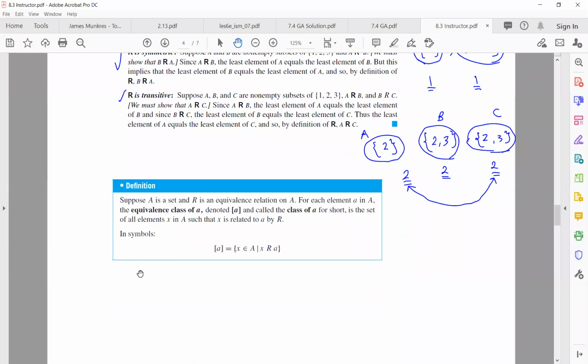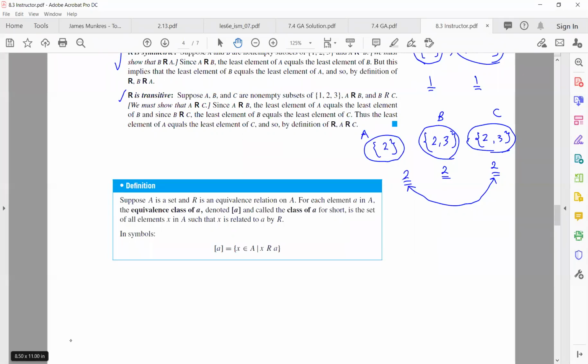Now that we define an equivalence relation, we can take representatives of those relations and define something that we call equivalence class. So as usual, we take a set. Suppose you have set A, and you define an equivalence relation like R on A. Then for each element a in A, we can define the equivalence class of a, which is the set of all those elements in A that are in relation with a.